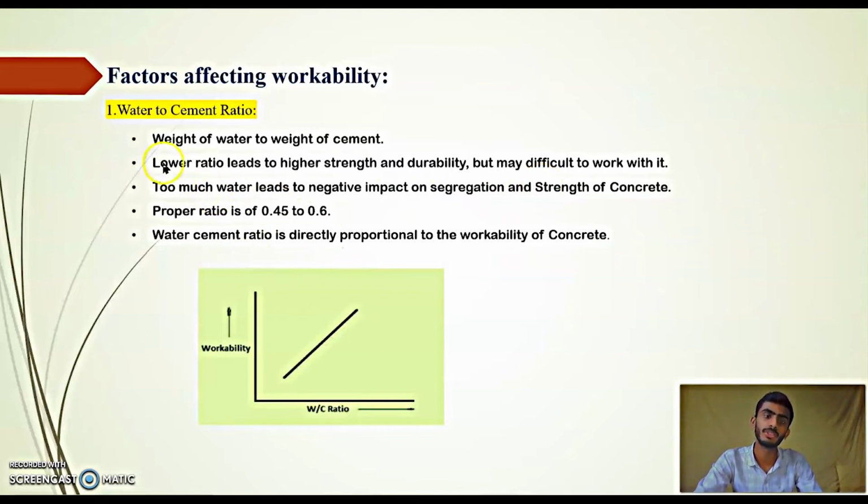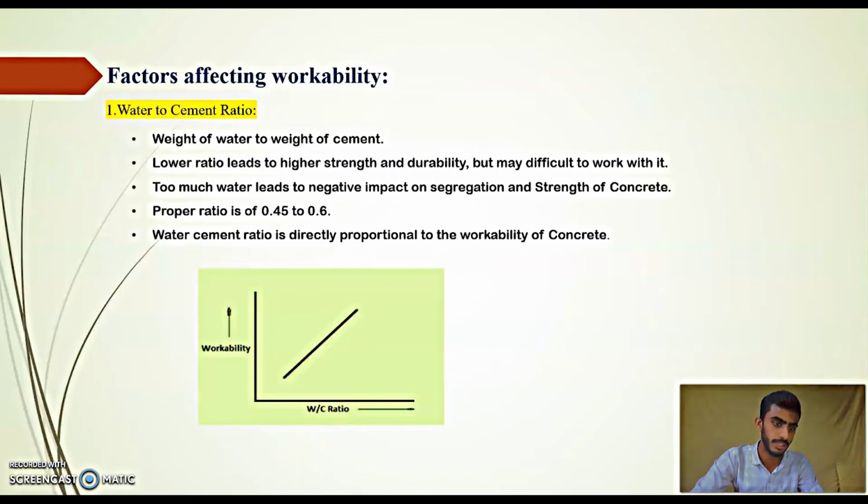Therefore, the proper water cement ratio in the concrete should be 0.45 to 0.6. It is defined by IS 456. Next, the water cement ratio is directly proportional to the workability of concrete. Here we can see that as the water cement ratio increases, the workability of the concrete also increases. Here is the graph showing it. The workability is increasing as the water cement ratio also increases.